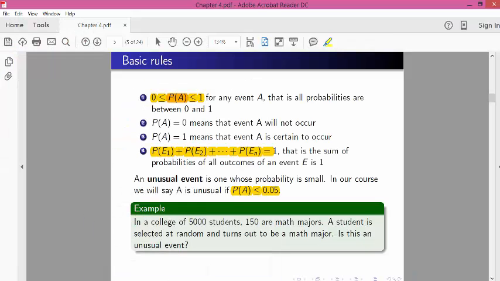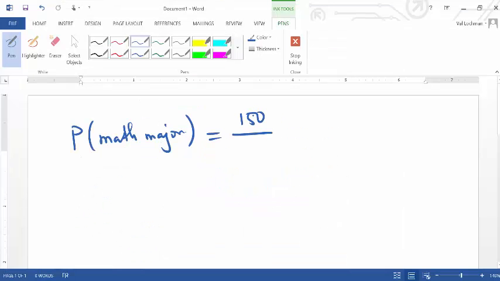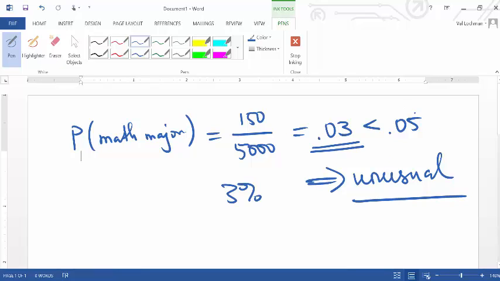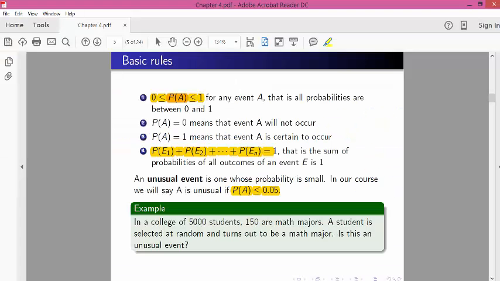There's 150 math majors here out of 5,000. Then this should give me 0.03, so 3% chance of happening. That's less than 0.05. Yes, this is unusual. Okay. So this type of question, is an event unusual, will come up again and again, and that's all you gotta do. You just need to compute this probability, compare it to 0.05, make a conclusion. Okay, so these are your basic rules, and let's get going.